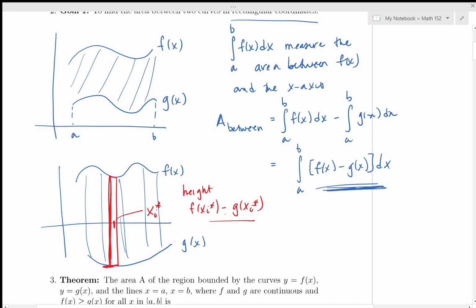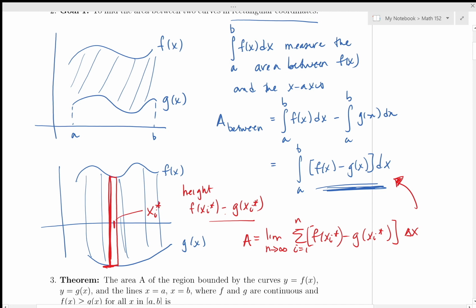Then, as we know, we have the usual width, delta x, and the area I'm trying to calculate between those two curves, using the definition of the definite integral, would be the sum of f at xi star minus g at xi star, times delta x. When I take the limit, that simply becomes this integral right here. So that does work.